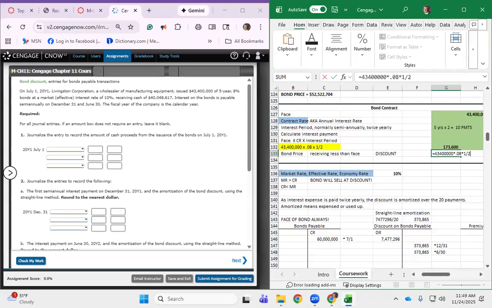The market rate, which I put down here outside of the rectangle, is the market. This market rate is affected by what? The economy, right? So its rate can fluctuate. Our bond rate never fluctuates. It stays the same. So you always want to make sure you put all that stuff down.